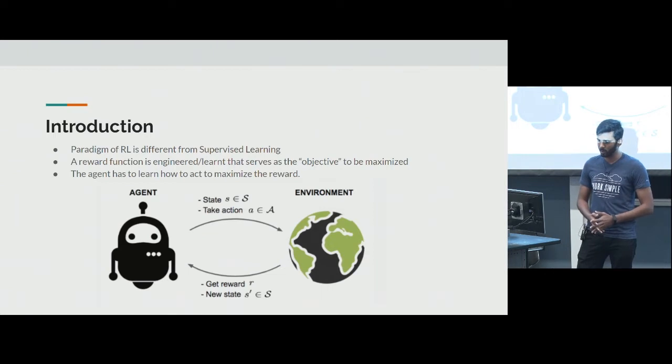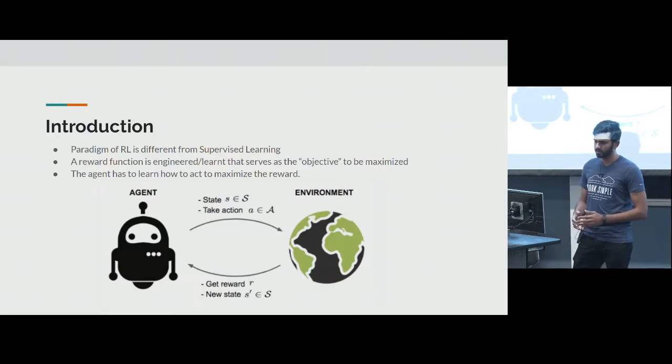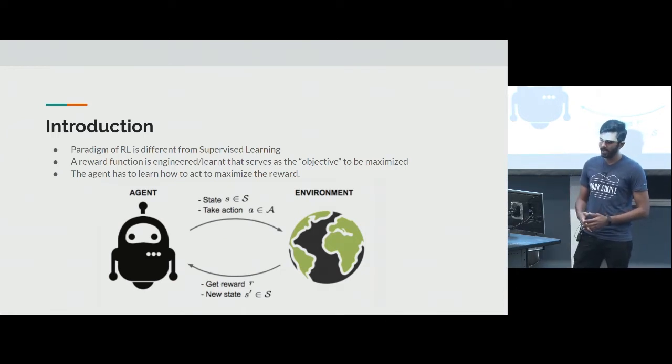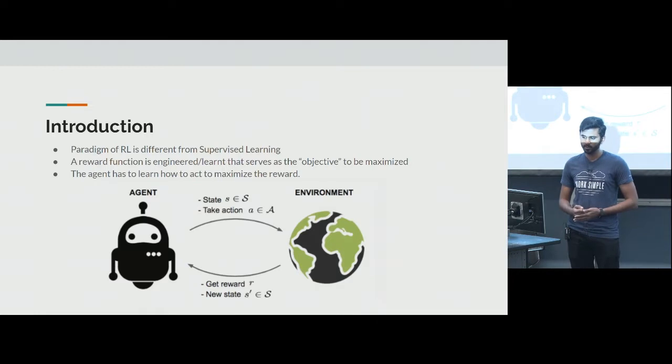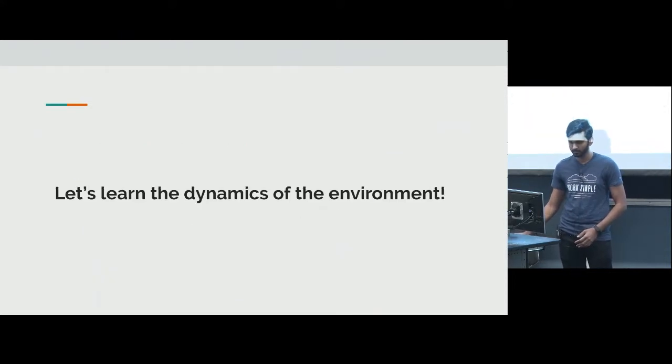Some terminology here: you have an agent in an unknown environment, and there's a set of states in which the agent can be present, and a set of actions that it can take. Every time an agent takes an action from a particular state, it transitions to another state as dictated by the environment and receives a reward. That is the basic idea behind reinforcement, and that's how we formulate reinforcement learning problems.